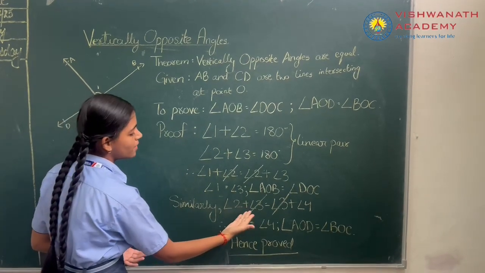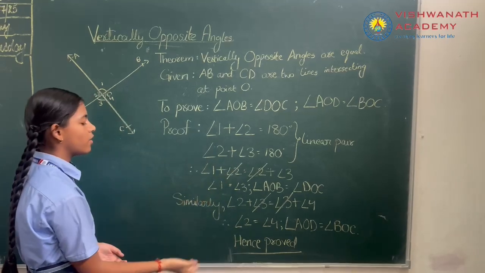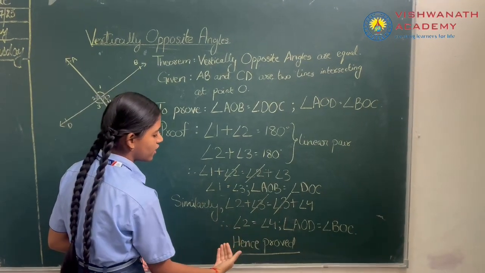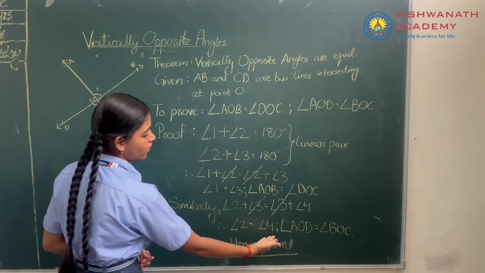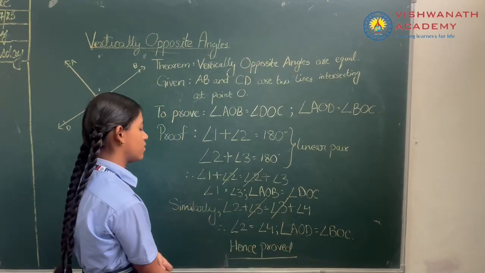Similarly, angle 2 plus angle 3 is equal to angle 3 plus angle 4 by linear pair. Therefore, when we cut both the angles 3, we get angle 2 is equal to angle 4, which is basically angle AOD equals angle BOC. Hence, proved.